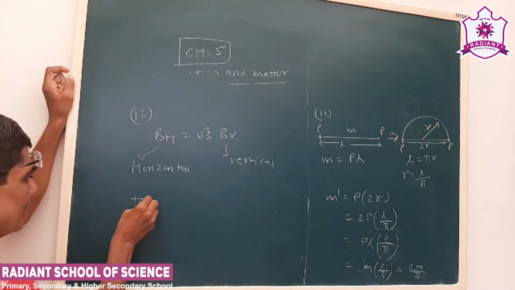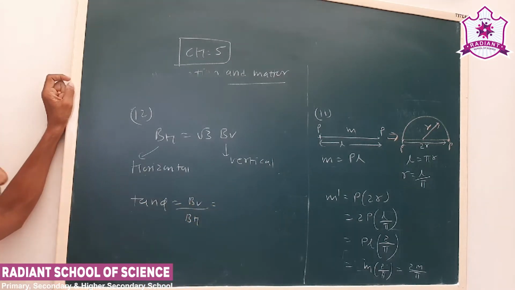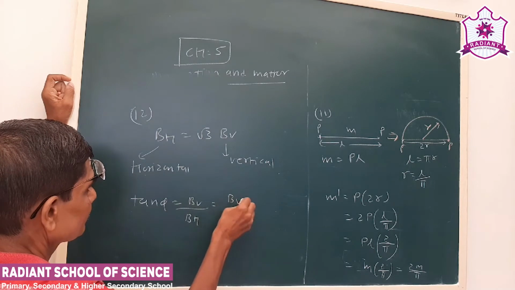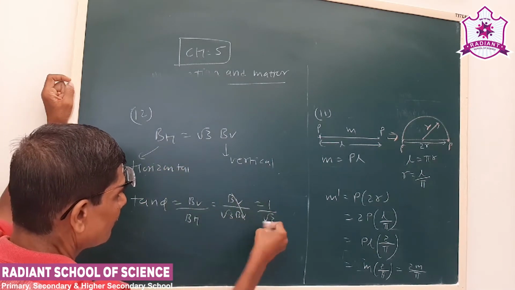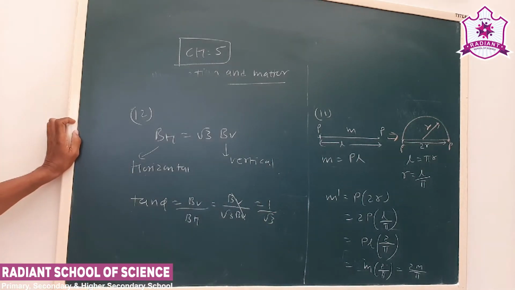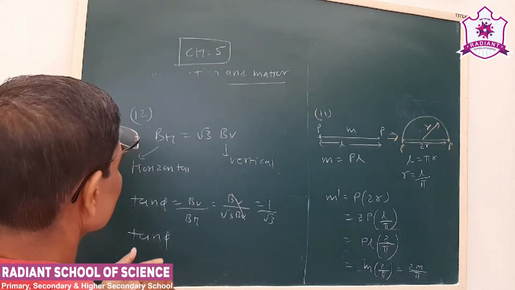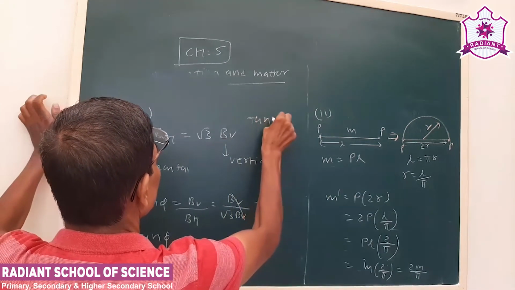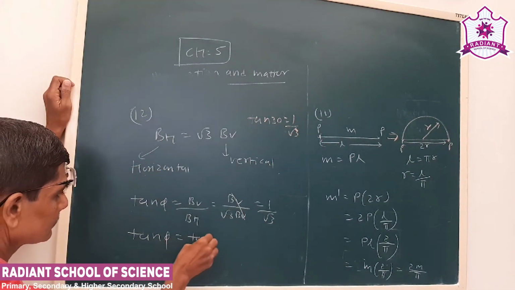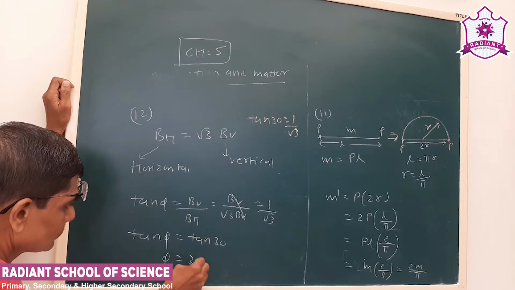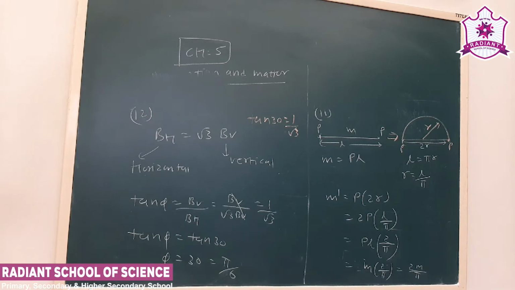Now see, tan phi is BV upon BH. BH is given as root 3 times BV. Now we know tan 30 is 1 upon root 3. So tan phi equals 1 upon root 3, and phi is 30 degrees. If I convert it in radian, it will be pi by 6.